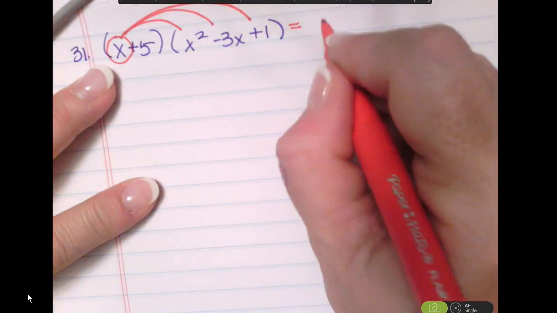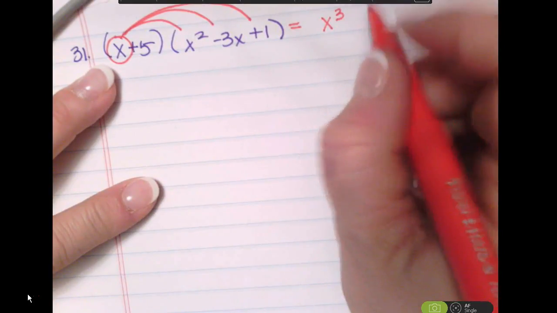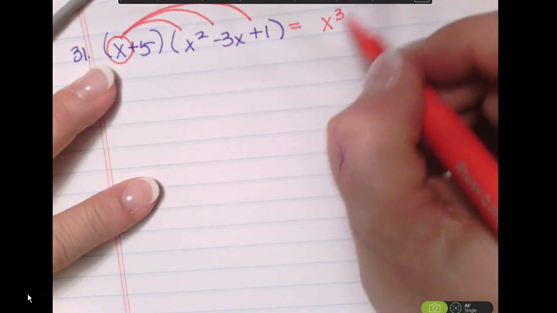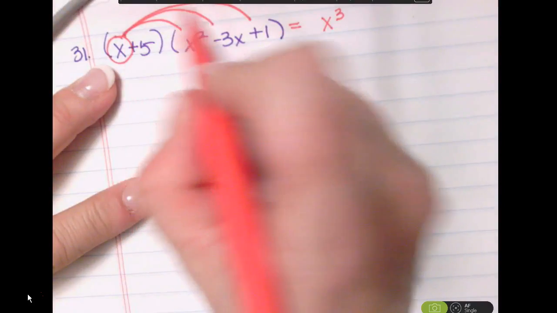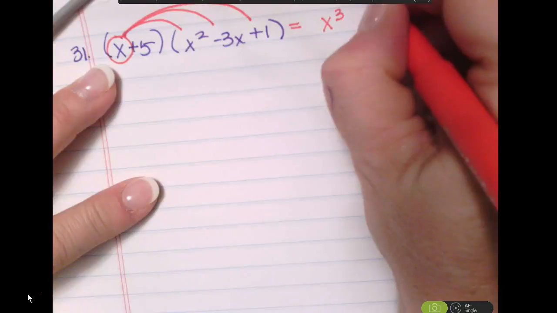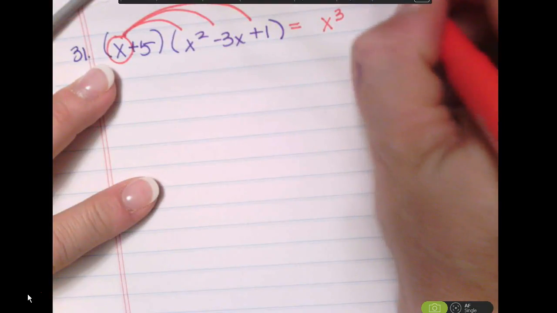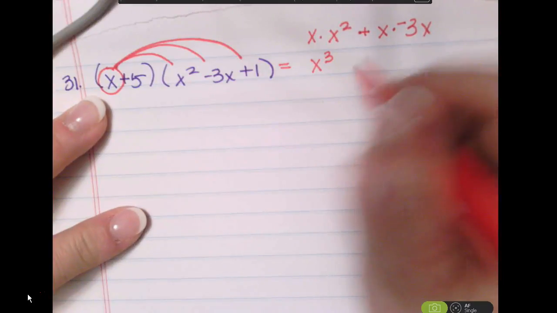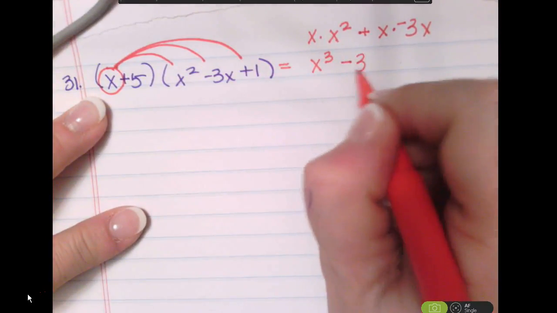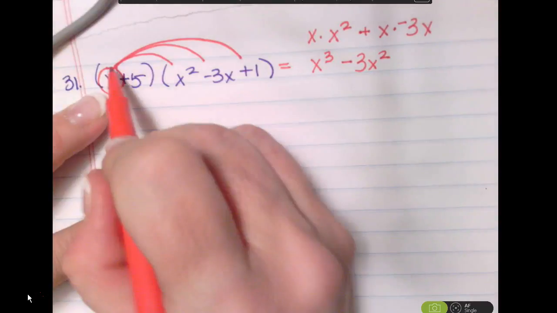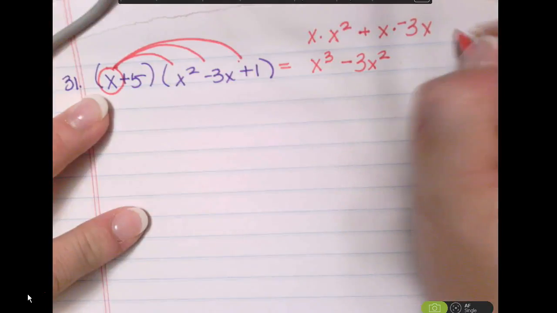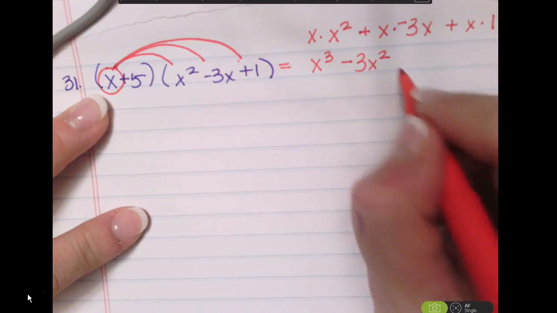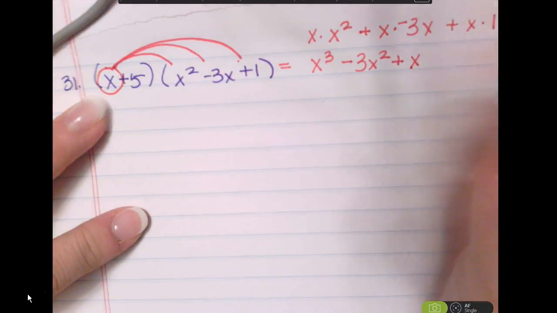So x times x squared is x to the third. And I just said I was going to write that out, didn't I? x times x squared is x to the third. Then I've got x times minus 3x. So that is minus 3x squared. Then I've got x times plus 1. And that is plus x.